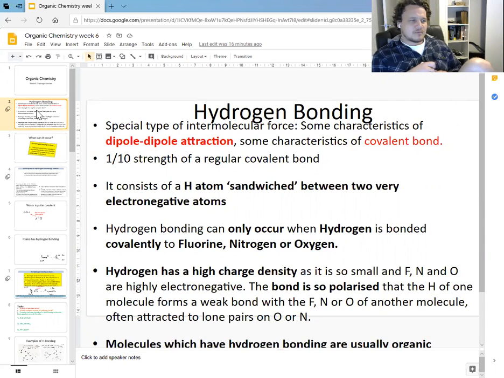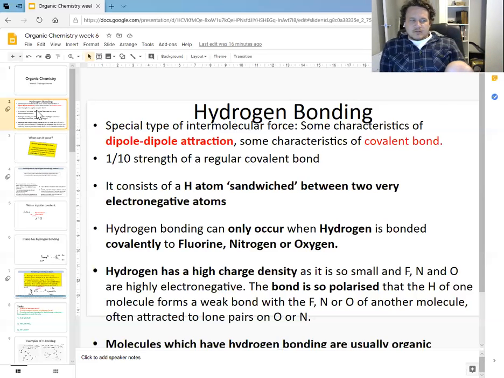So you have a hydrogen atom, which then becomes sandwiched between two very electronegative atoms. So fluorine, nitrogen, and oxygen. If you remember ONF, I always found that easier to remember. ONF equals a hydrogen bond, or the top of group 5, 6, and 7.